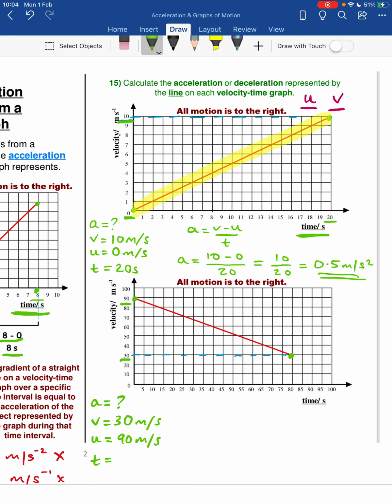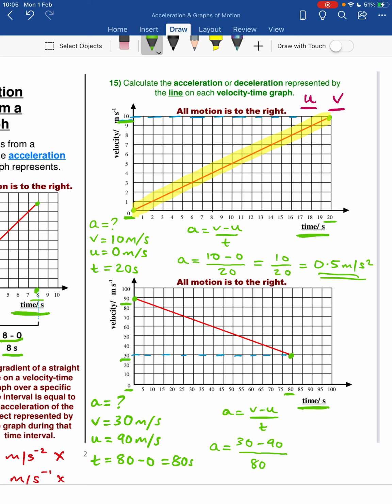The last thing I need is time, so I'll look on the x-axis again for time. The line starts above 0 seconds and it finishes above 80 seconds. So my time is 80 minus 0, which is just 80 seconds. Now I can put down the equation, a equals v minus u over t, and then I can substitute. For this one, v is 30, that gets taken away from u, which is 90, and all that gets divided by 80 seconds.